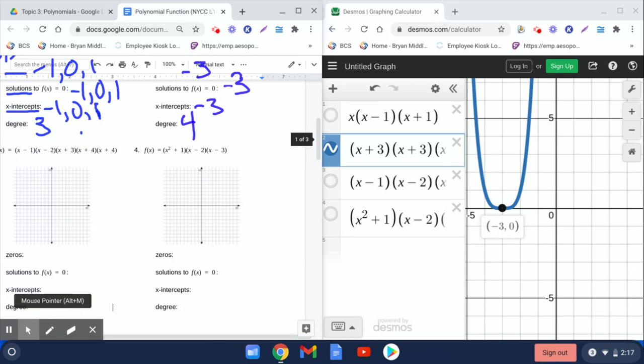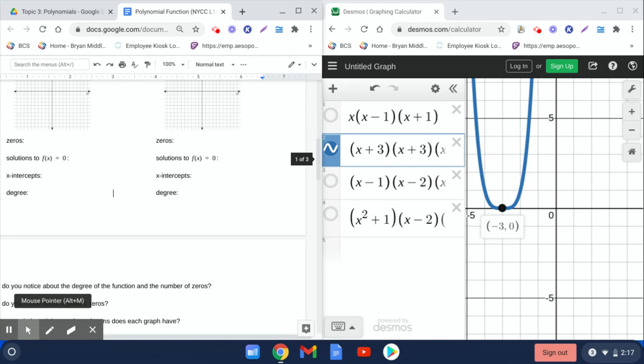All right, so the next one we want to look at is x minus 1, x minus 2, x plus 3, x plus 4, x plus 4. I also have that graphed over here on Desmos.